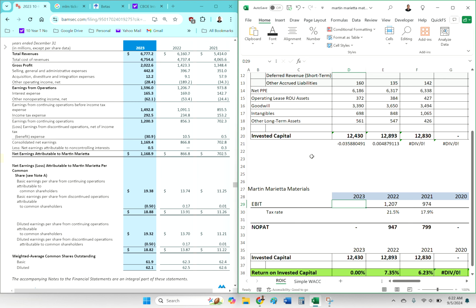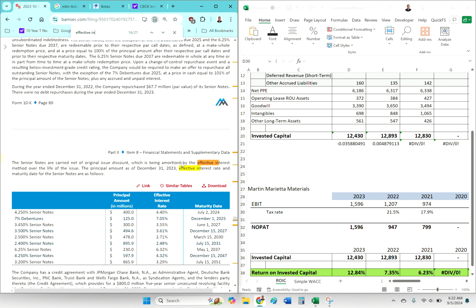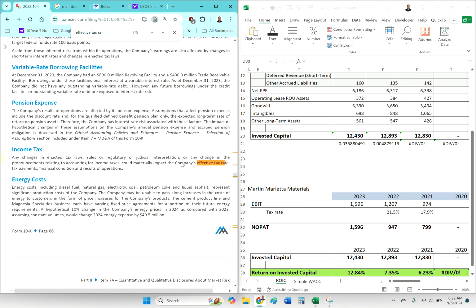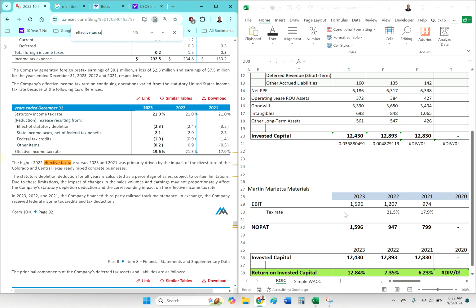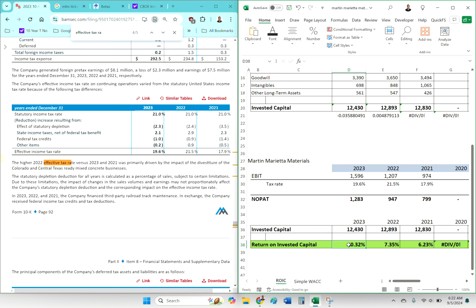But let's fill out the latest year. Go to EBIT, and then we need a tax rate. All right, I am typing good. Here we go. So this is what I want to point out about the ROIC. Right now it's at a 10, which is pretty good. Previously it was much lower than that.